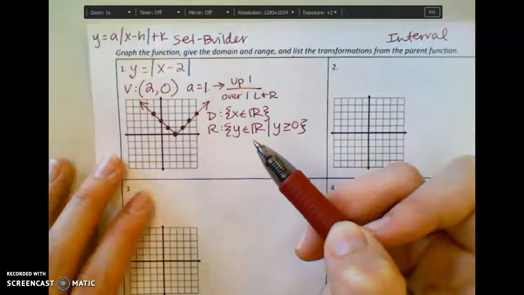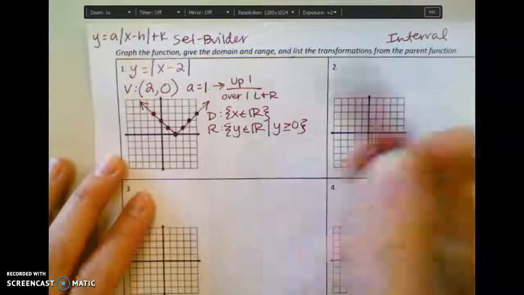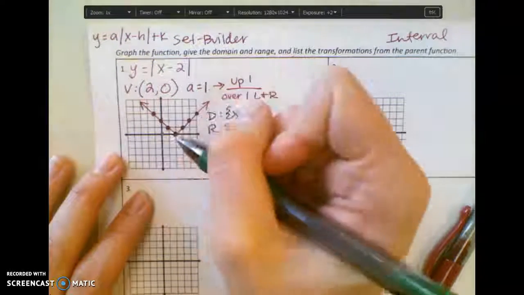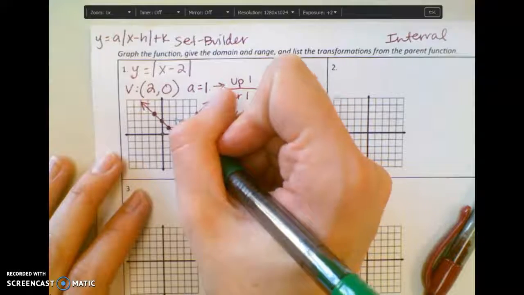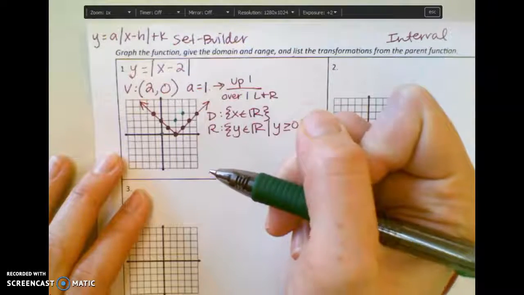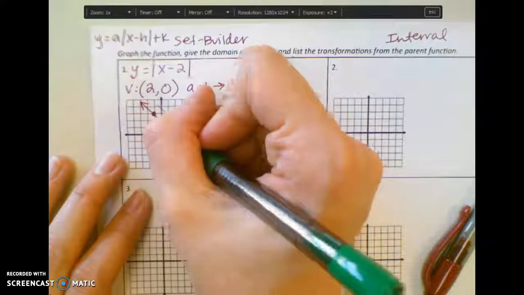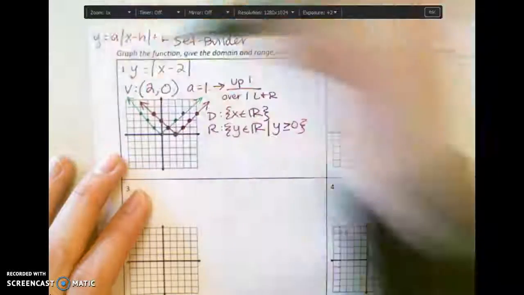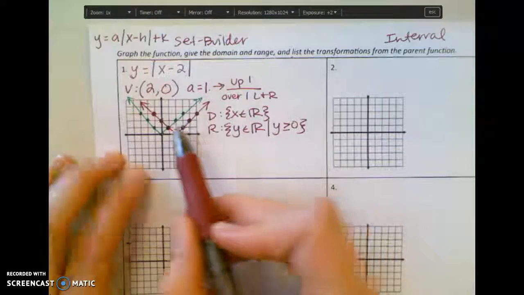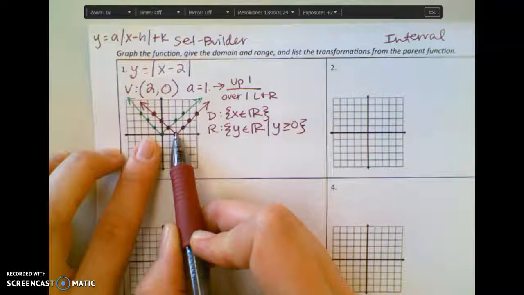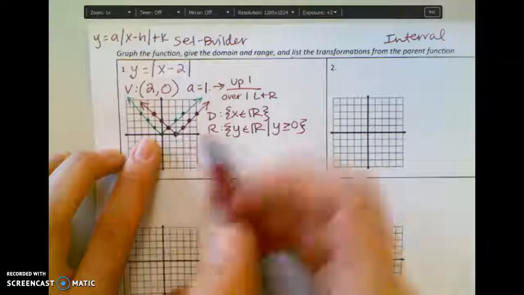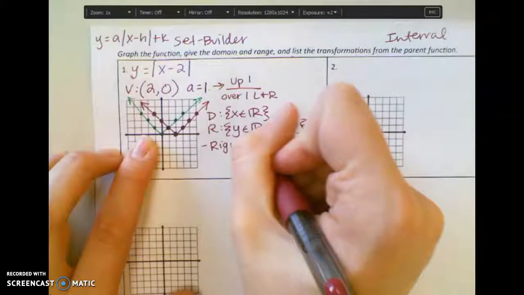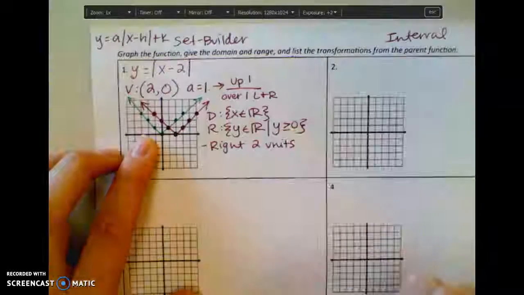So then the next thing we ask is, did we move it left or right at all? Well, where does our parent function usually go? The parent function is usually at 0, 0, and then it usually goes up 1 over 1, up 1 over 1. So I'm just going to sketch our parent function here. Starts at 0, 0, and goes up 1 over 1, up 1 over 1. That's the parent function that we looked at on the front of our sheet. So how did I get from the parent function to the new function? We translated it to the right 2 units.